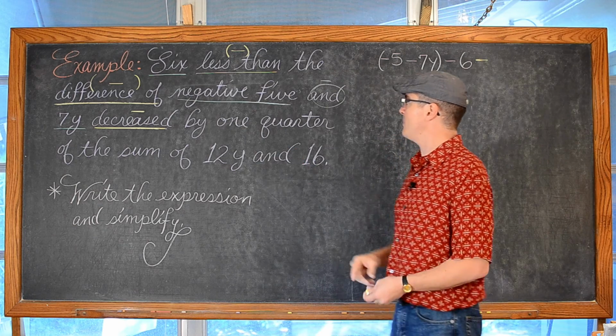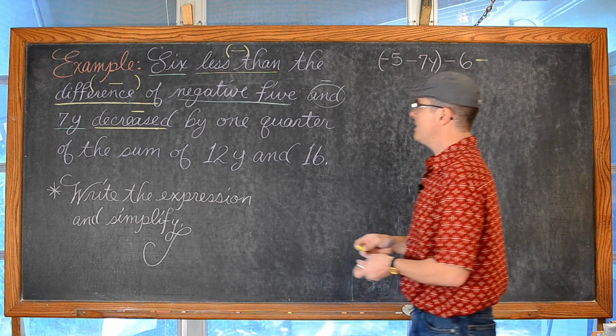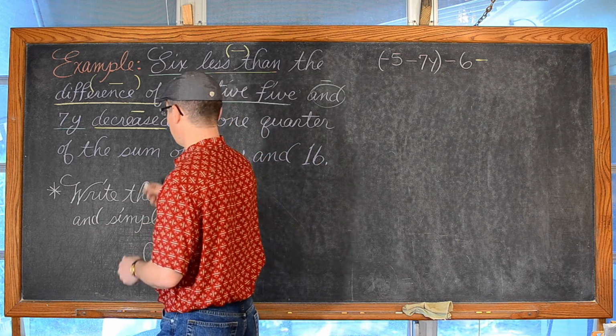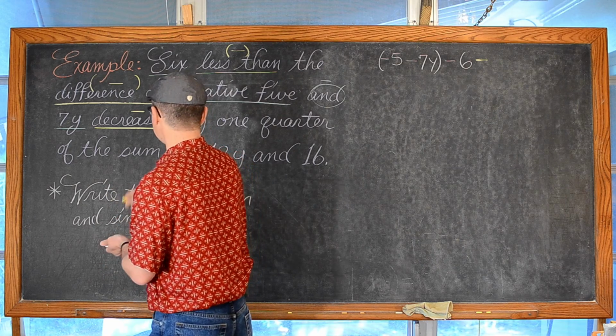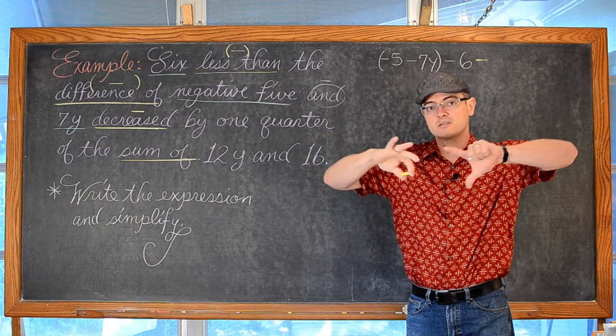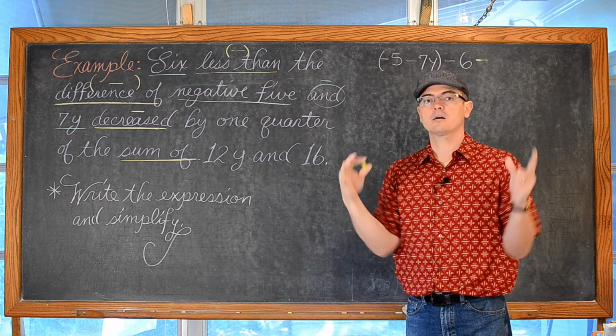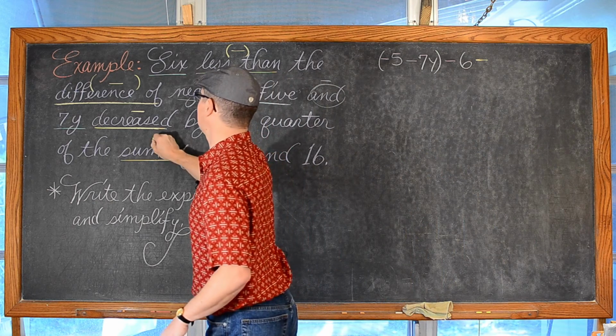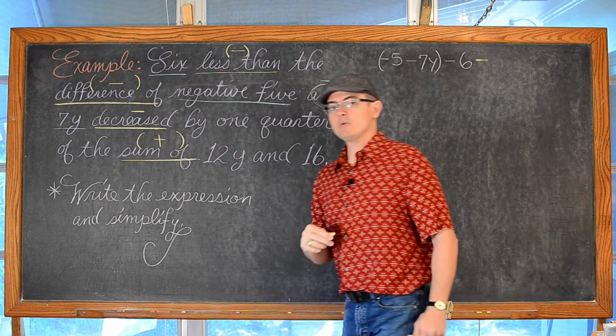So it's decreased by 1/4, again, of the, let's see here, sum of. So sum is addition, and then sum of means that it's a collection. It's a sum of a couple of things. So we're looking for some kind of addition. And again, that needs to be wrapped up in parentheses.